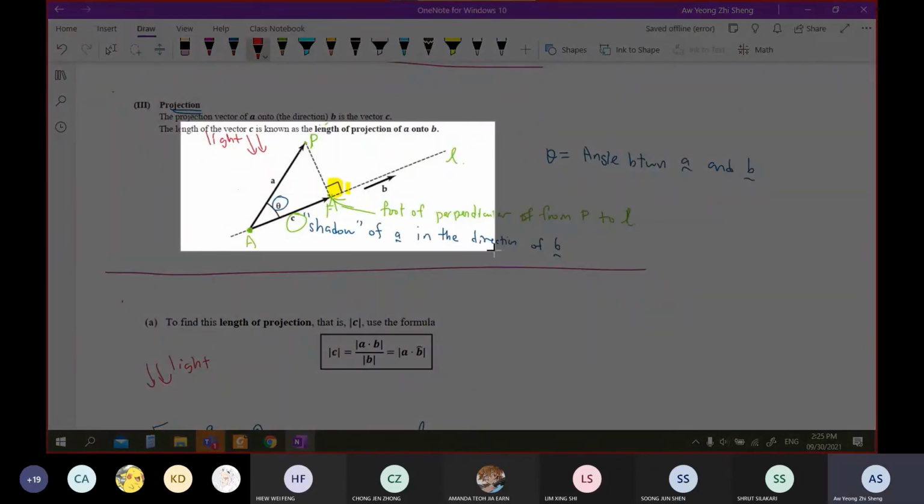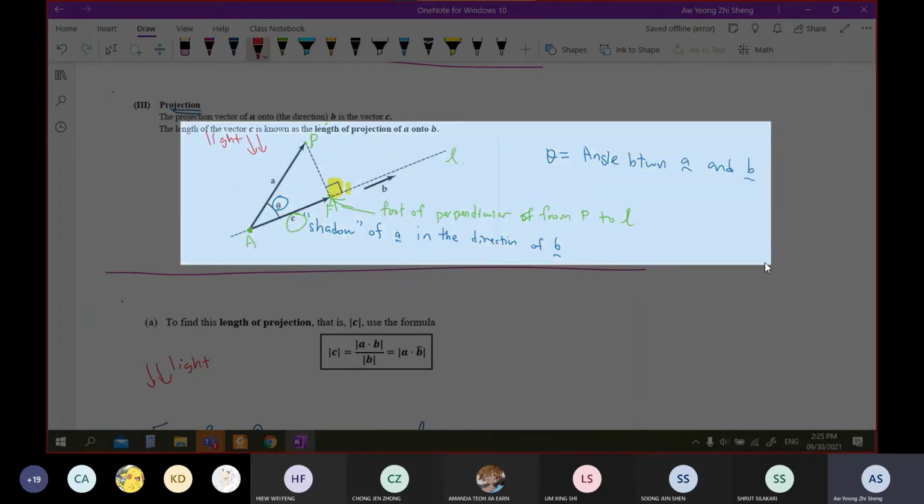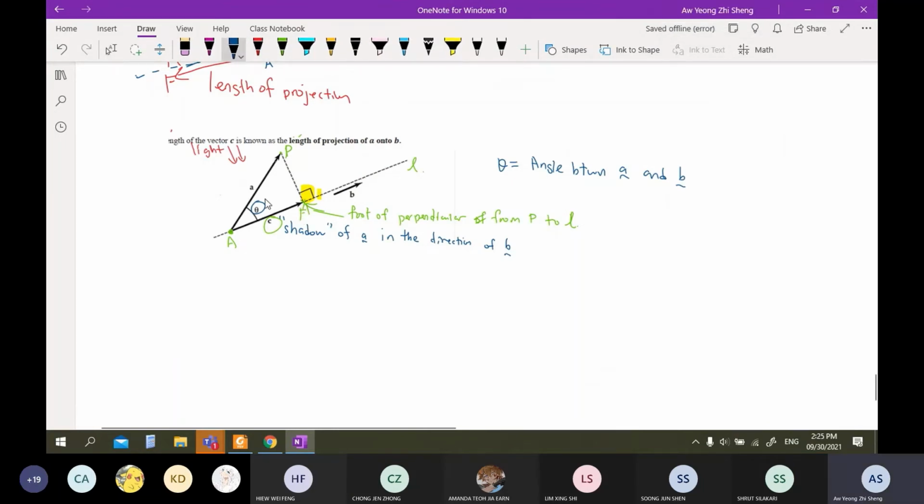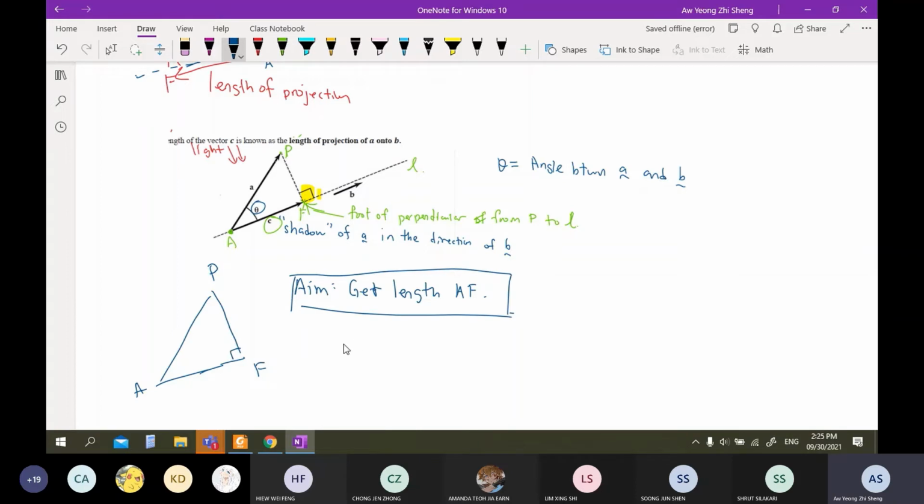Okay. So looking at this diagram, when theta is acute, looking at the right angle triangle PAF, we are interested to get the length AF. Our aim: get the length AF. Let's be clear with the aim. Aim is to get the length AF. You have this named as vector A, this named as vector C.